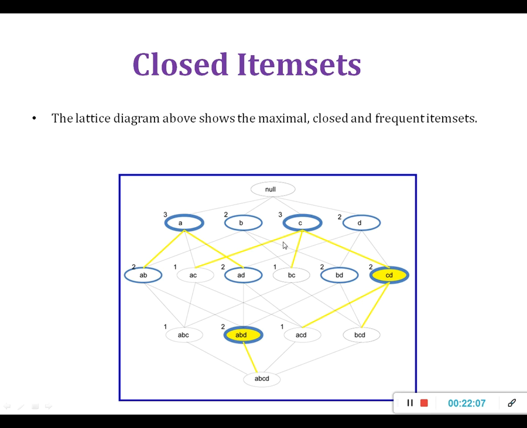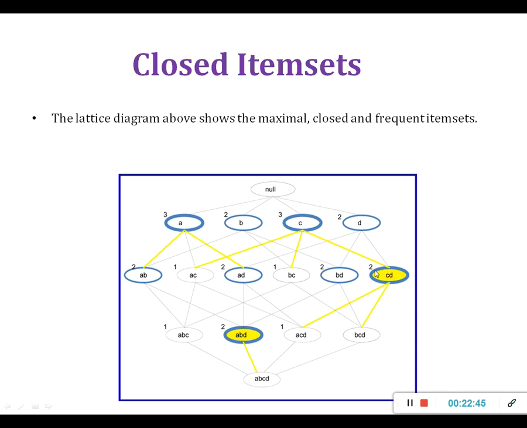If I consider C, then what are the supersets of C? AC, BC and CD. Now I will check whether all the supersets are less than its support count. AC, yes, it is 1, not matching with 3. Then BC has count 1, not matching 3, and CD has count 2, not matching 3. Yes, for the item set C, none of its supersets has the same support count as C. So I will call C a closed item set.